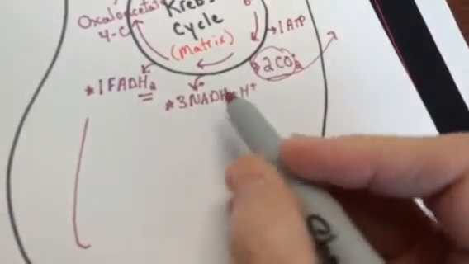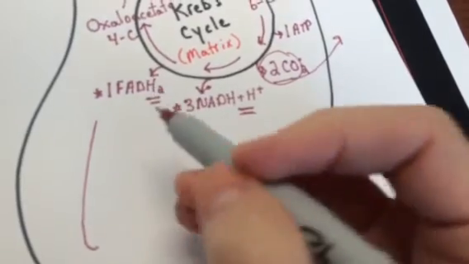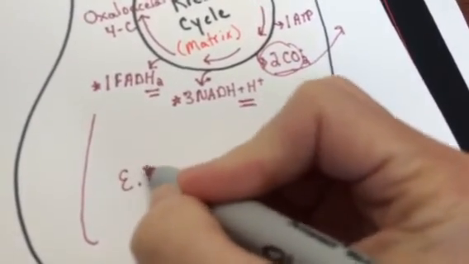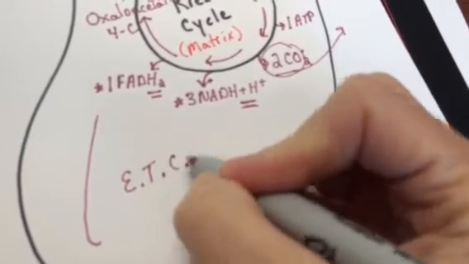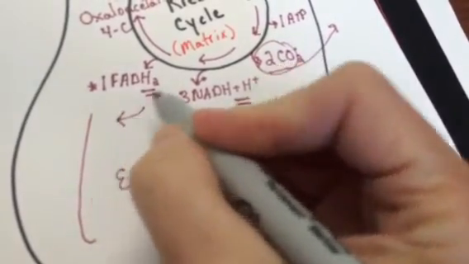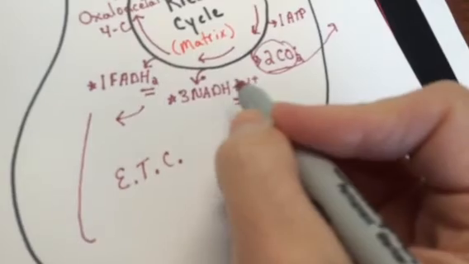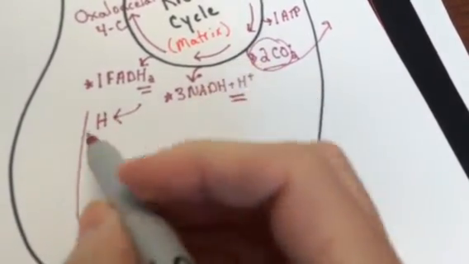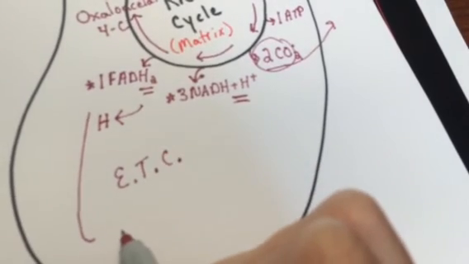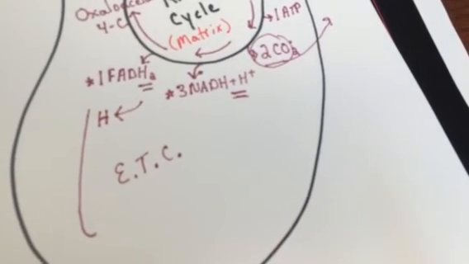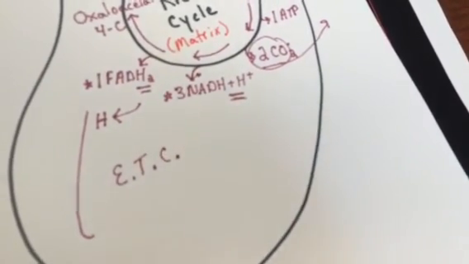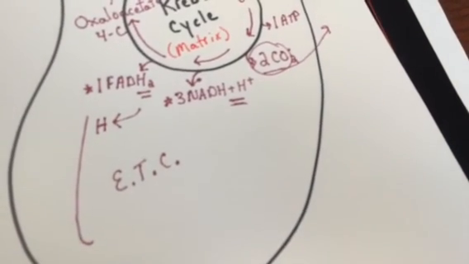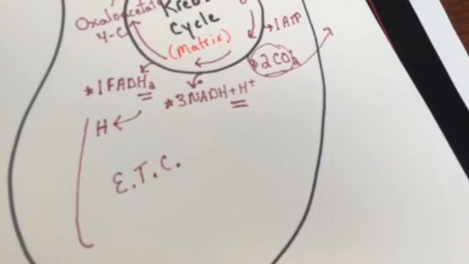So the electrons associated with the hydrogen are going to enter the 4th and final step, which is our electron transport chain. The hydrogens associated with FAD and NAD are going to be given to the electron transport chain in the mitochondria to finish the process of aerobic respiration. So you have another video that will describe the electron transport chain to you. So that is, in a nutshell, the Krebs cycle.